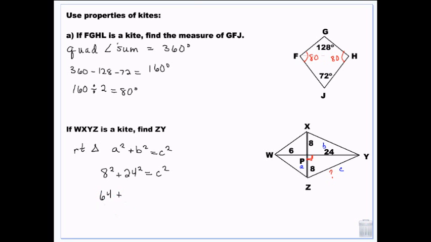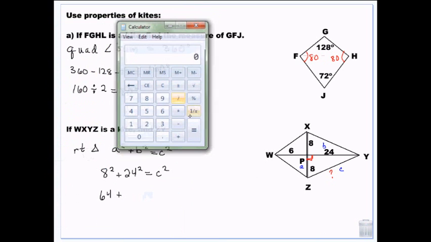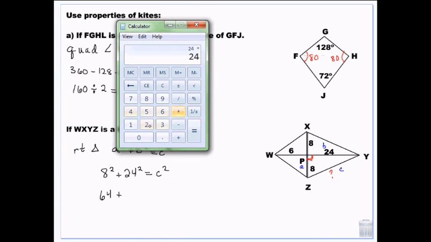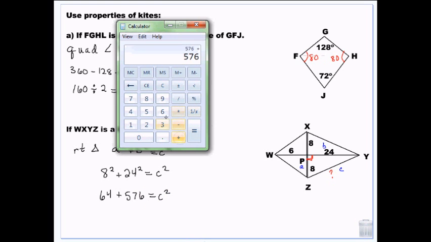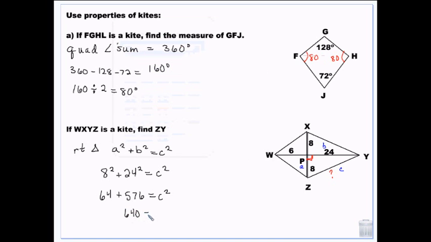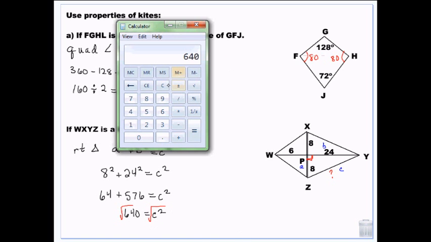So 64 plus, who has 24 squared memorized? It's right here, 576. Okay, 576 plus 64 is 640. To find out what C equals, I take the square root of both sides. It's not perfect, so I'm going to simplify it.